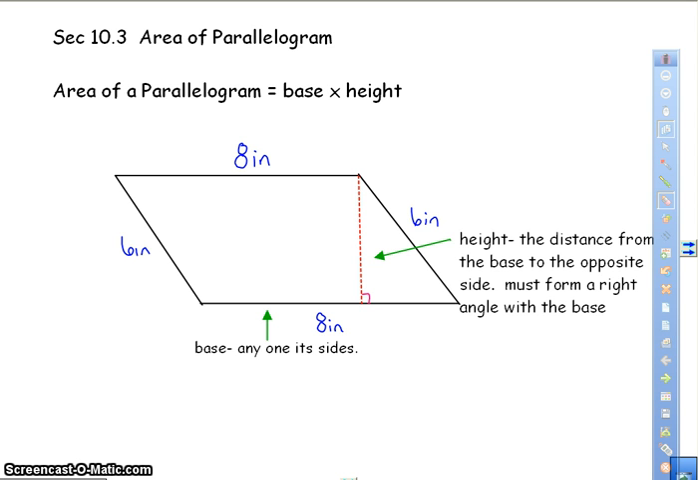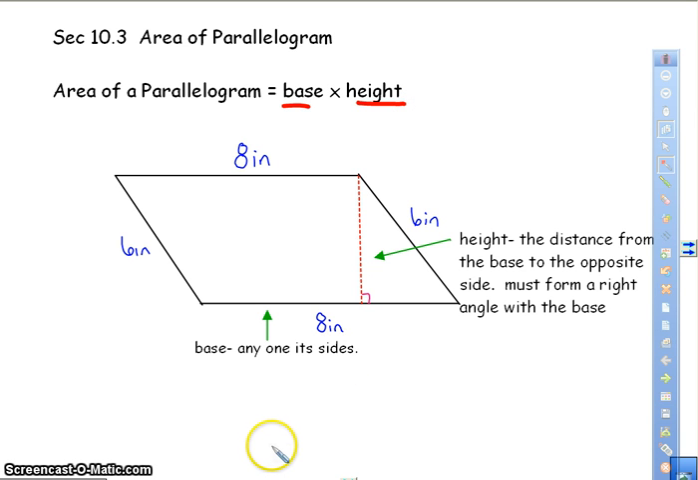The area of a parallelogram correlates to the area of a rectangle because a rectangle is a parallelogram, meaning that its opposite sides are congruent. But the formula for area of a parallelogram is a little bit more complicated just because we're not used to using this formula like we are a rectangle. So the area of a parallelogram is found by taking base times height.